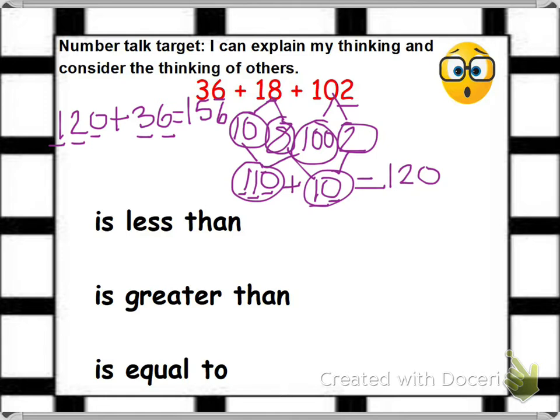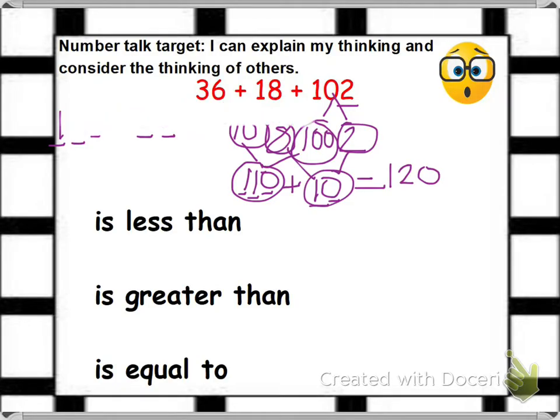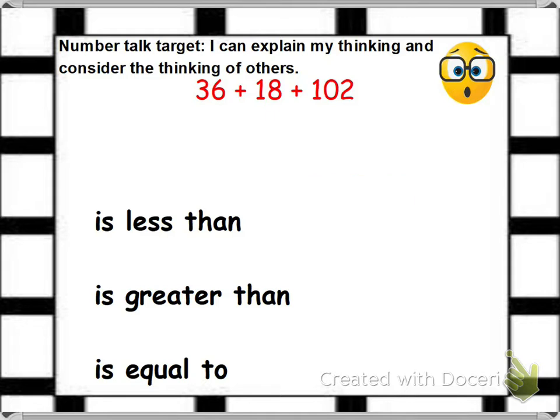So I'm going to stick with the expression 120 plus 36. Whoopsies, give me 1 second. 120 plus 36. So now we could do some expressions to match this. Now remember, I want 2 for each: 2 for is less than, 2 for is greater than, 2 for is equal to.